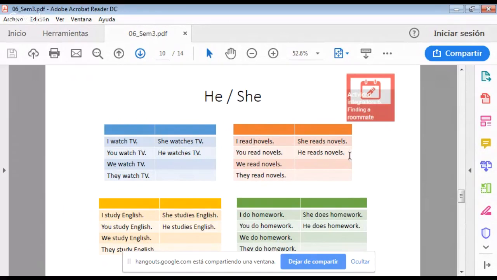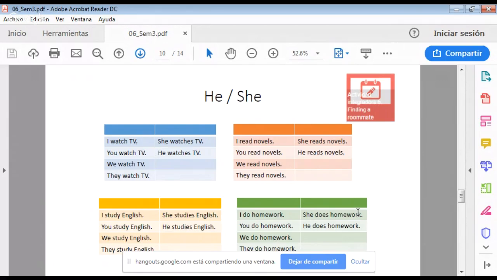o he reads novels. En el caso de study, como les mencionaba, I study English. La Y es antecedida por una consonante, por lo tanto tiene un cambio mayor, que es que cambiamos la Y por I latina y agregamos ES. She studies English, he studies English. Y do termina en O, agregamos ES y se convierte en she does homework o he does homework. ¿Ok? Esta tablita muestra 4 verbos diferentes que algunos tienen cambios mayores, otros no tanto, pero siempre se acompañan a he o she en el afirmativo en presente.